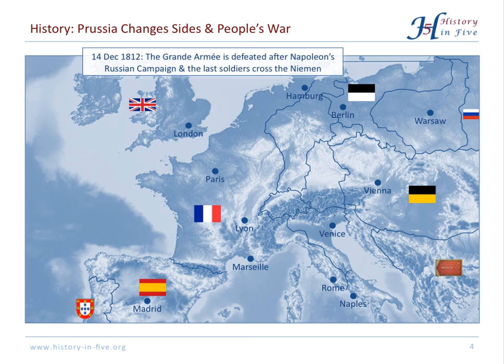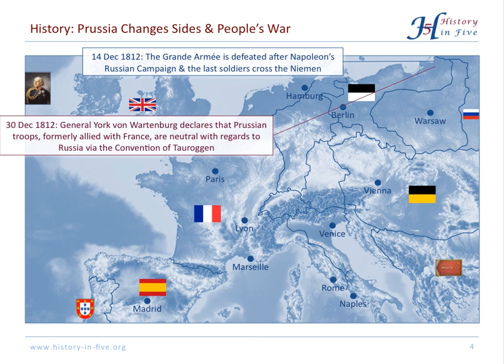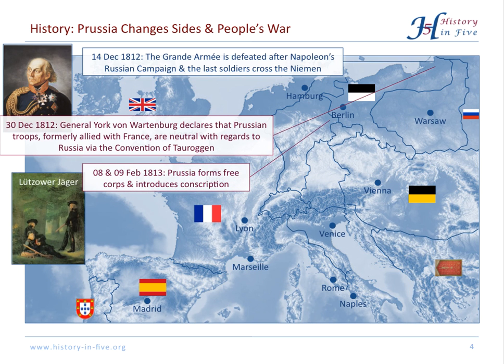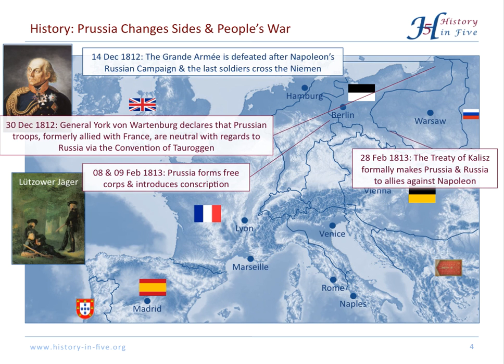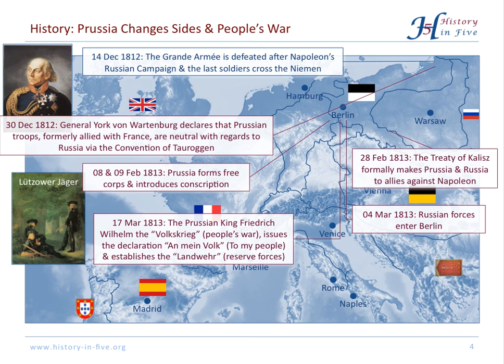As mentioned, the Grande Armée of Napoleon lost the Russian campaign, and in December 1812 the last French troops crossed the Niemen into Prussia. To explain this, Prussia was forced to support the French during the Russian campaign. But now the famous General Georg von Wartenburg declared the Prussian troops neutral with regards to the Russians. Furthermore, free course and conscription was introduced. Then there was the formal alliance between Prussia and Russia in February 1813. The Russians entered Berlin, and then the Prussian king demanded the People's War.